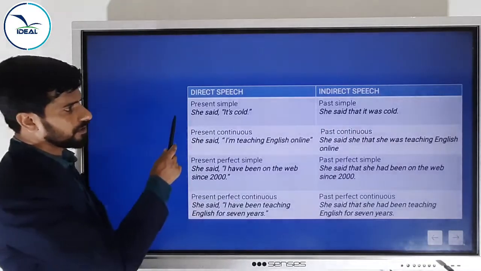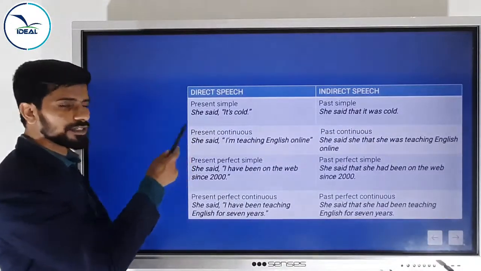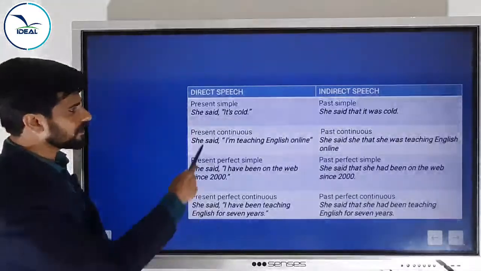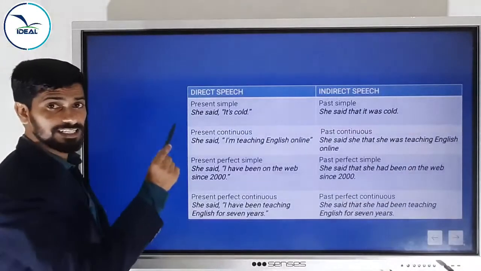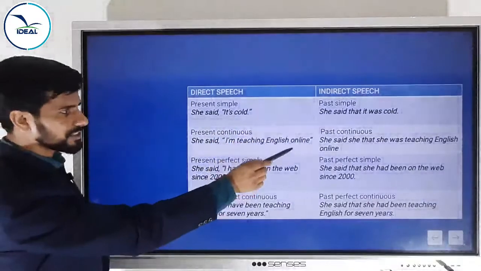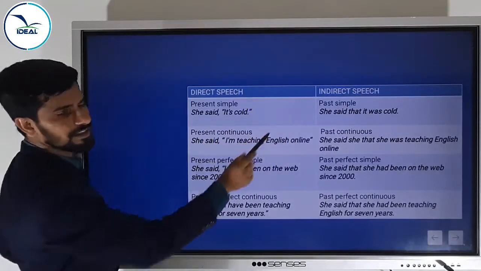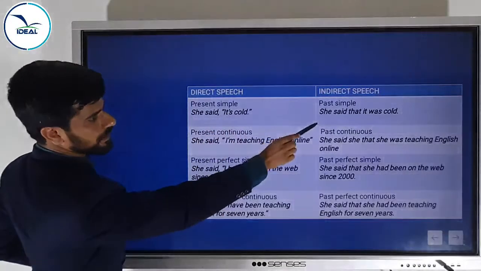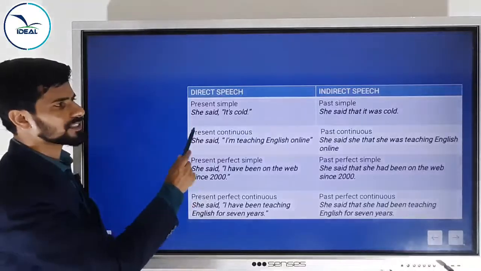So what are the other changes that take place? Changes in tense. What changes can take place in tense? If the sentence is in simple present tense, it will be converted into simple past. You can see here, she said it's cold. It's cold is a simple present, right? It is cold. So when you convert it, she said that it was cold. You notice this, right? The comma is removed and the quotation marks, you don't see them. So comma and quotation marks have been removed and is has been converted to was. It was cold, right? So simple present into simple past.